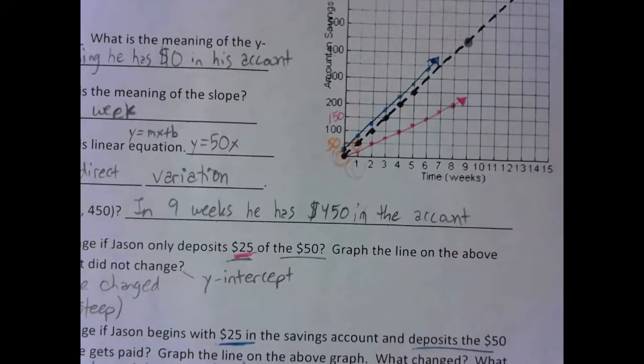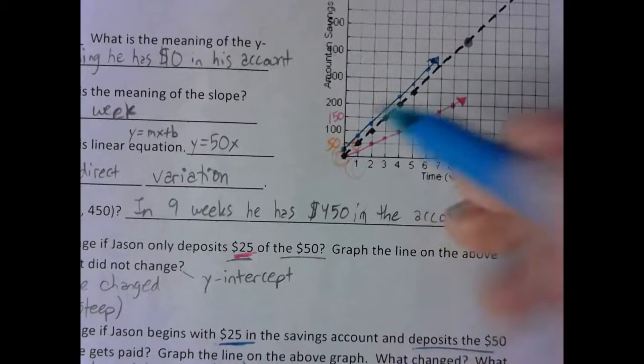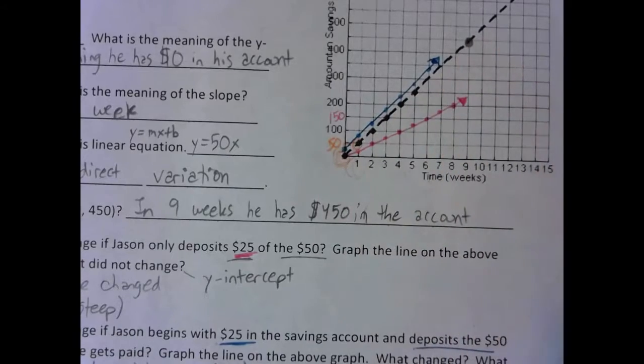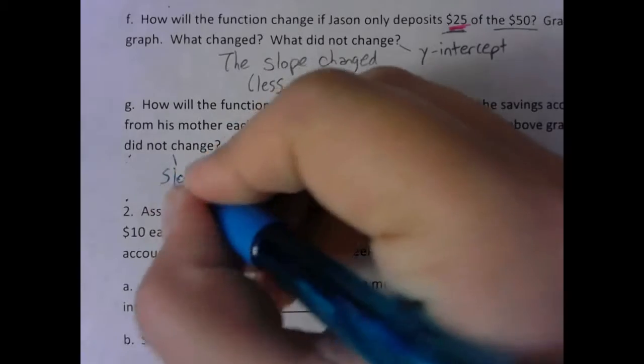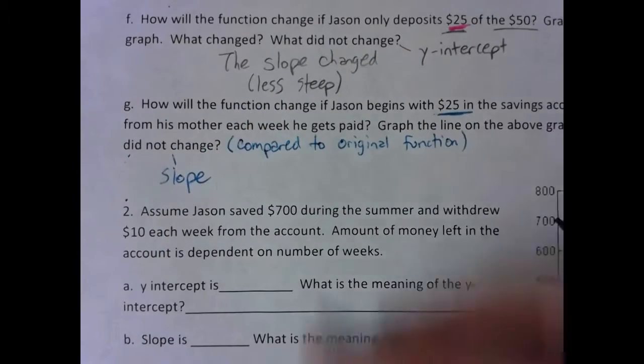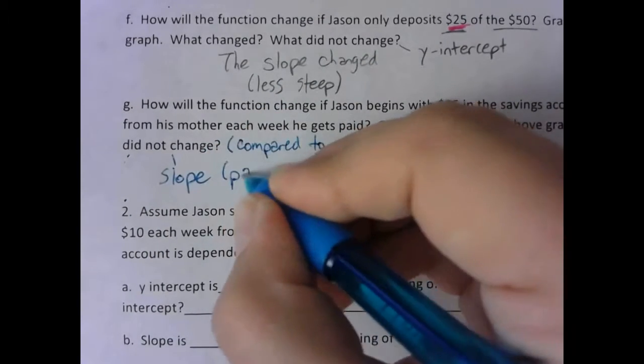Don't compare it to your pink line. Don't compare it to this. Compare it to the nice black line that we have. Well, there, the slope did not change. Notice they run side by side. So the slope did not change. And that means it's parallel.